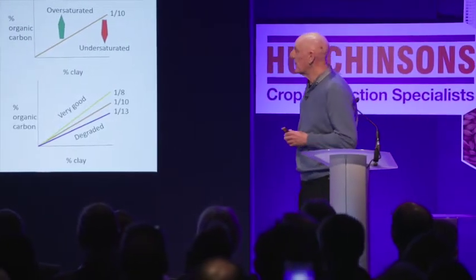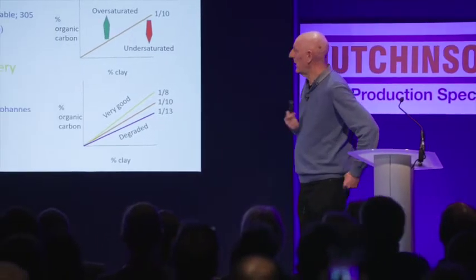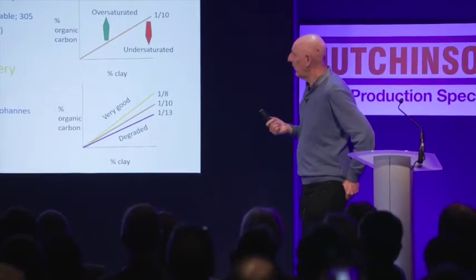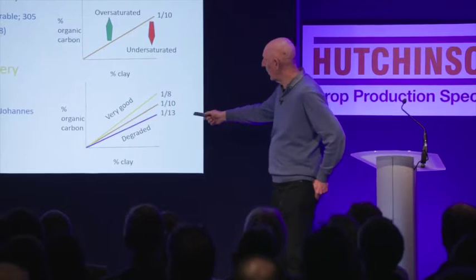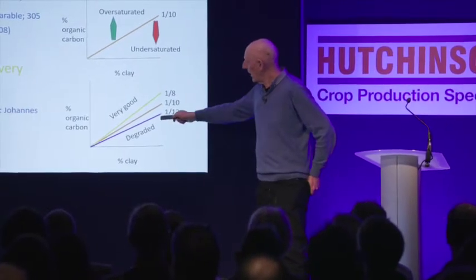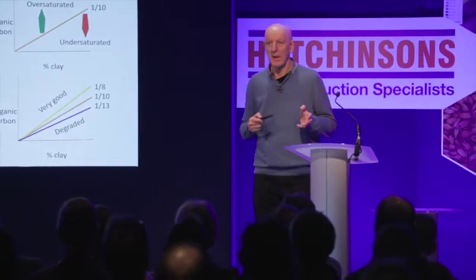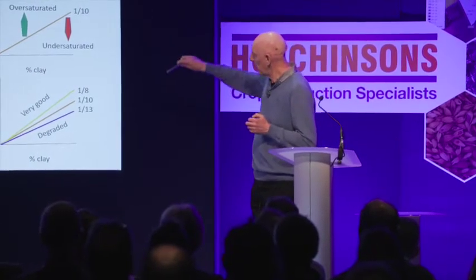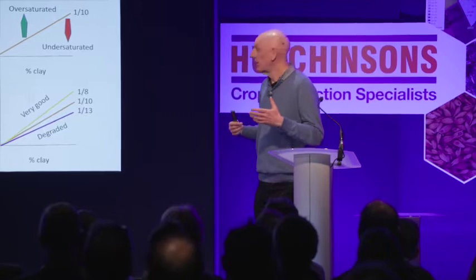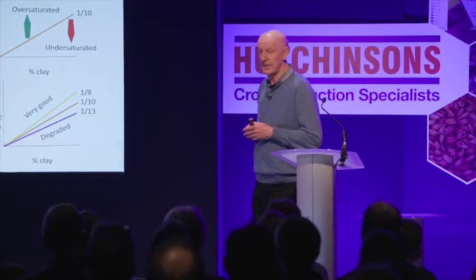And then others went on with some other soils, actually European soils, and put in some other numbers, 1 over 13 and 1 over 18. Below 1 over 13, the structure we know is very degraded. And as you go up, it becomes better and better. So very good soils are over 1 over 8.